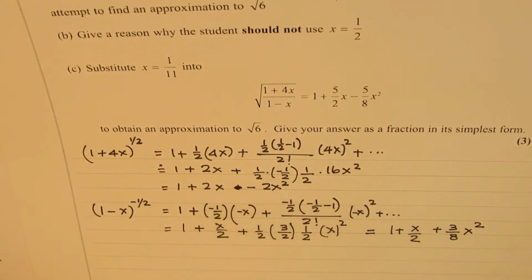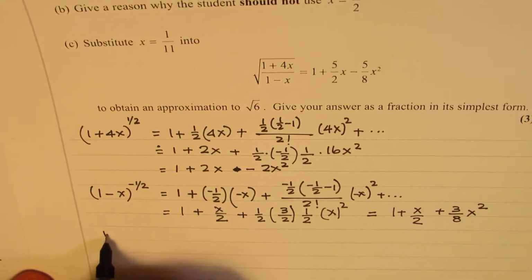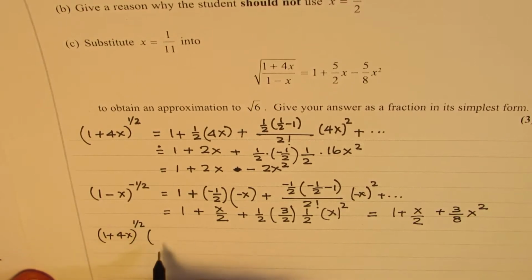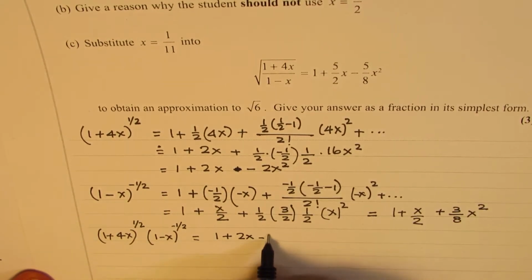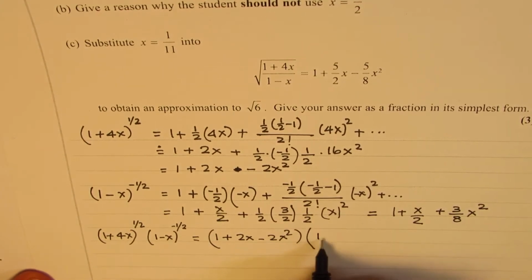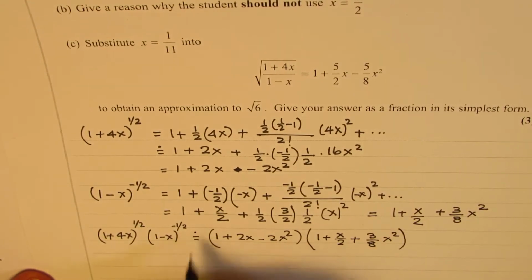Now multiply these two to get our expression, which is basically 1 plus 4x to the power of half times 1 minus x to the power of minus half, correct? So these are the two terms you have to multiply. 1 plus 2x minus 2x squared, multiply with this term, which is 1 plus x over 2 plus 3 over 8 x squared, approximately. Right?